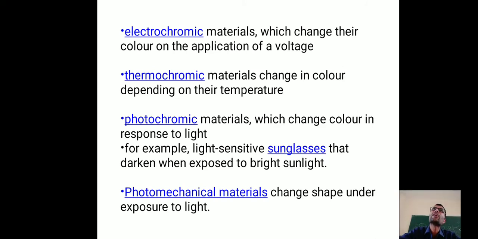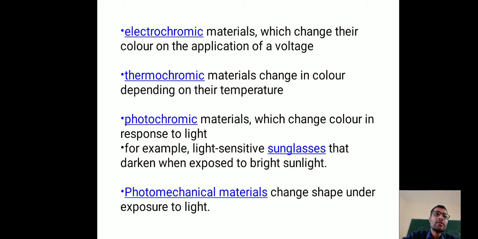Then photochromic, a very simple meaning. Photochromic: due to the light rays, the color of this material changes. Photochromic materials change color due to light. And a day-to-day life example of photochromic material is already familiar to us.